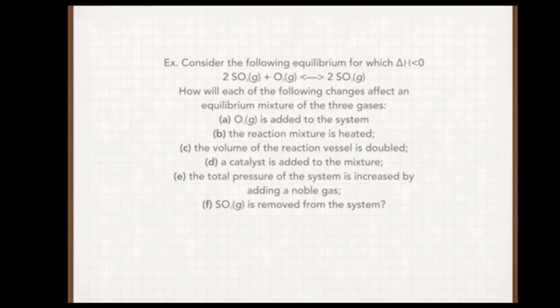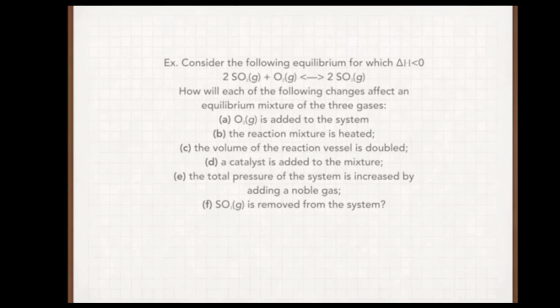Now, the reaction mixture is heated. If you increase the temperature of an exothermic reaction, because your heat is on your product side, you're going to see a shift to the left. And so as a result, your concentration of SO3 is going to decrease because you're shifting to the left, but your concentration of SO2 and O2 are going to increase.